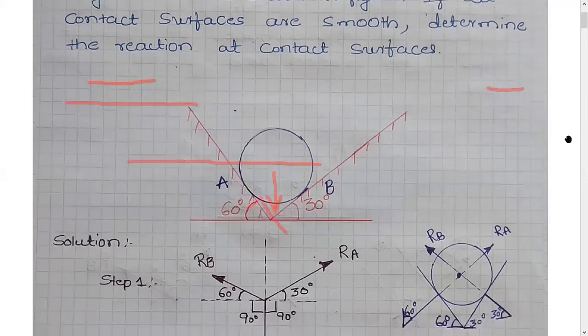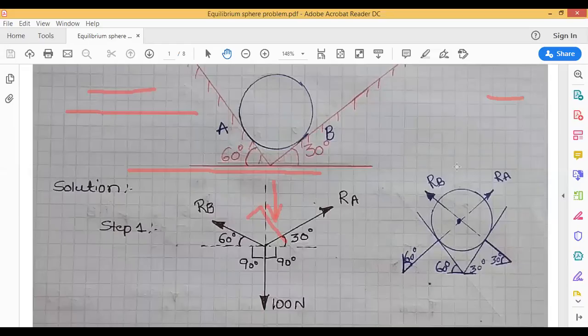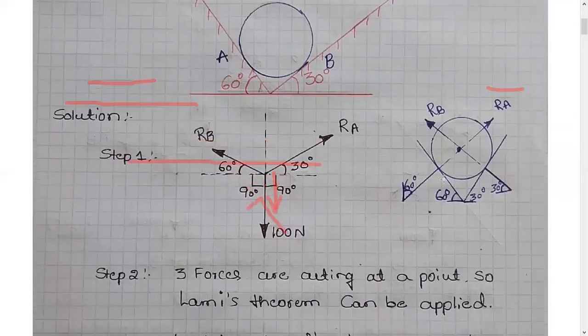Here also, the first step is drawing the free body diagram. How to draw the free body diagram? As I told, the free body diagram is a diagrammatic representation of all the forces and moments which are acting on a particular body. Here you see, to draw the free body diagram, first I have isolated the body, that is I have written the sphere here, and I have written the two planes, the first plane and the second plane.